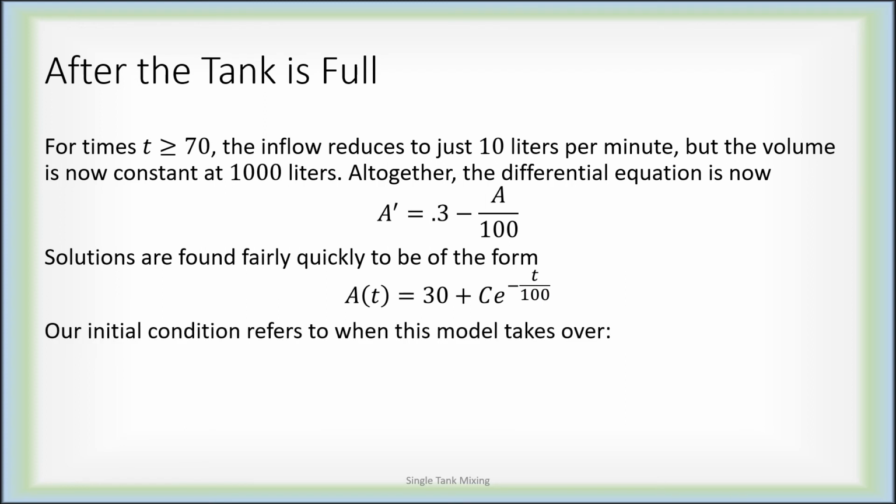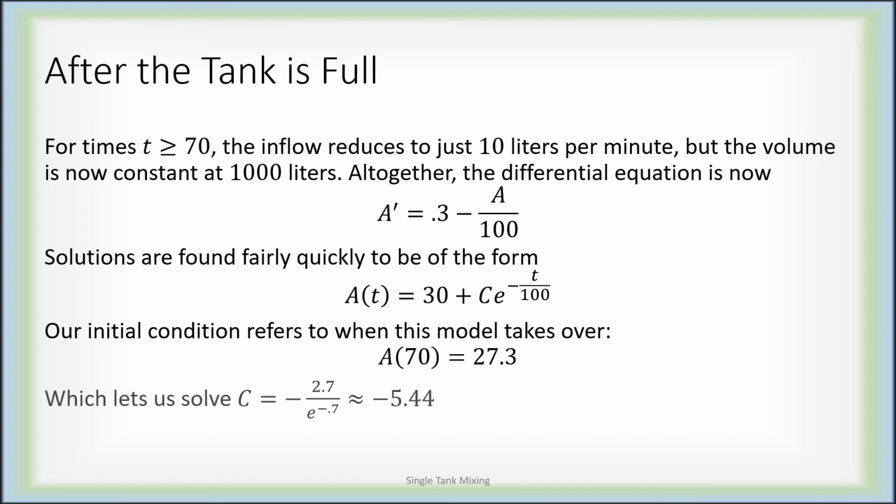We do have an initial condition to meet, however. At time t equals 70, we know that the amount of salt in the tank is 27.3 units. So at time 70, the amount is 27.3. We can use that to solve for c. Now, t not being equal to 0 does mean we're going to round this off, but that's fine. c is approximately negative 5.44. Setting t equals 70, we get e to the minus 7 over 10. A of 70 is 27.3. Works out to be just that, negative 5.44. So here's our solution, which is valid for times 70 and beyond.